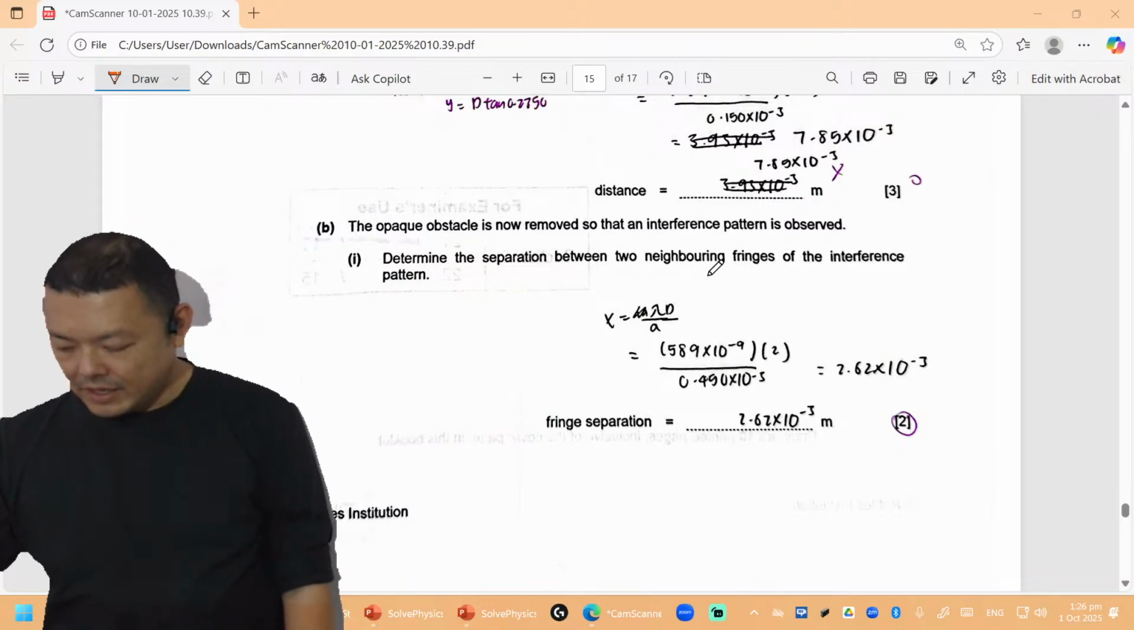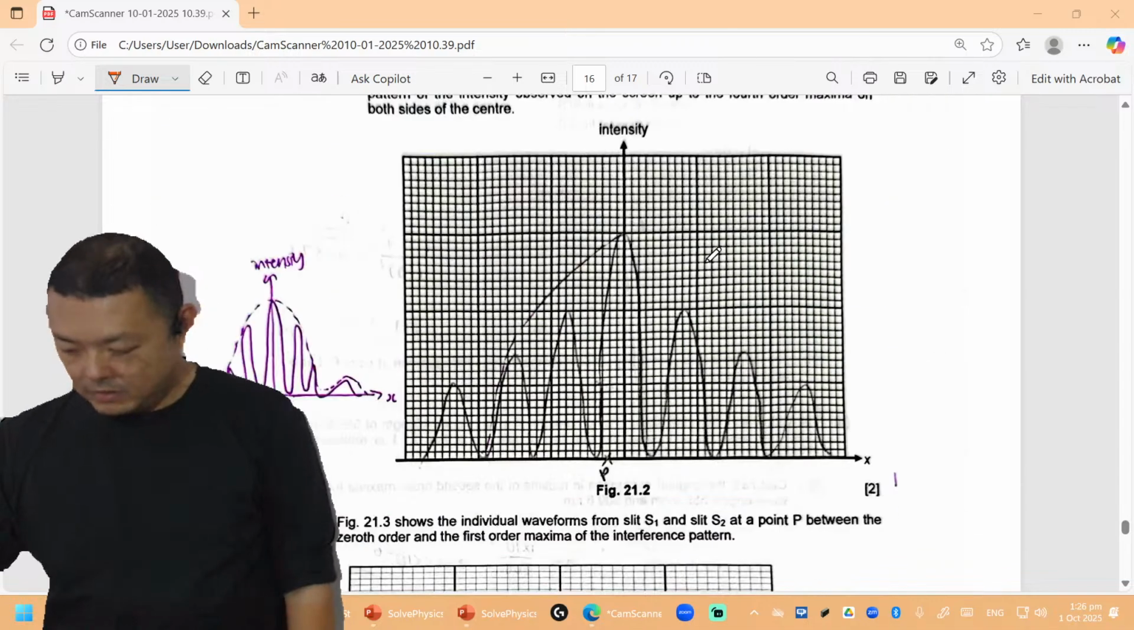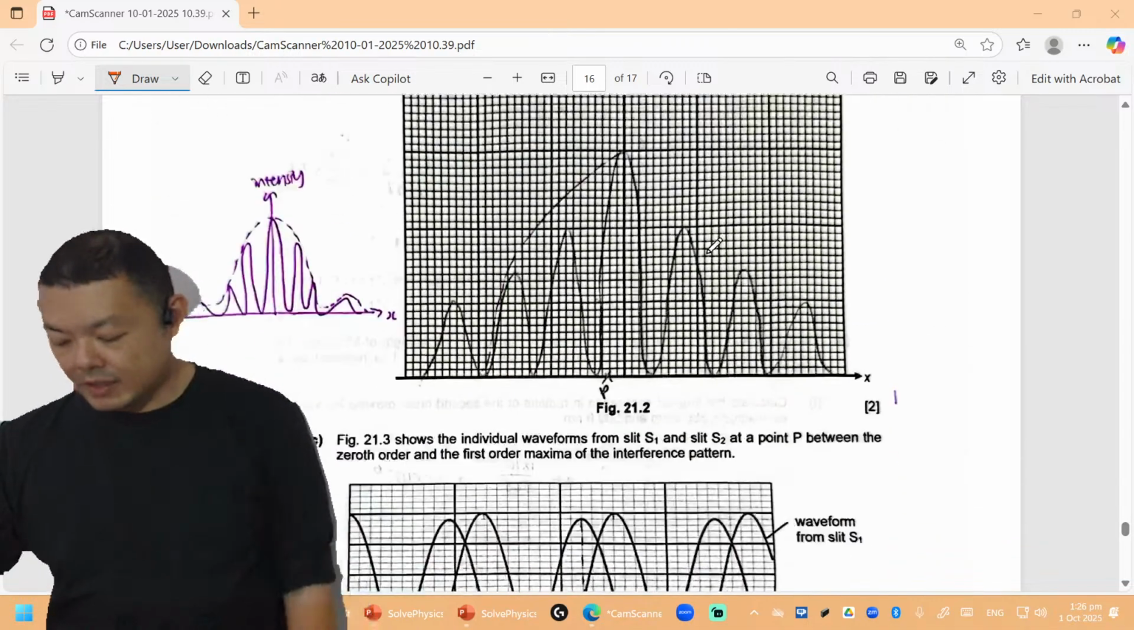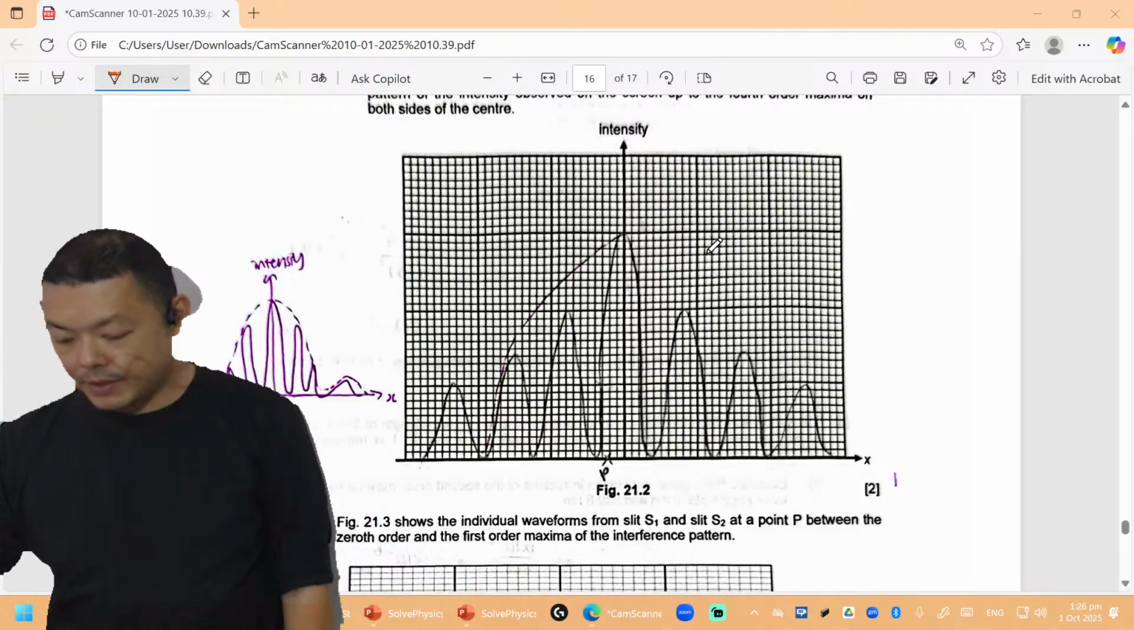Okay, so that's the fringe separation. Then this is the modulated double slit. That's good. That means you know something about this.